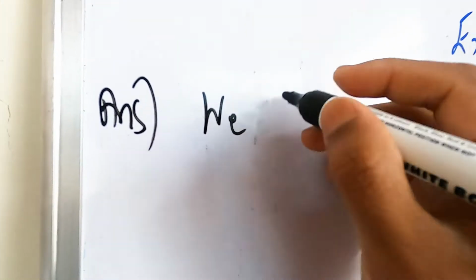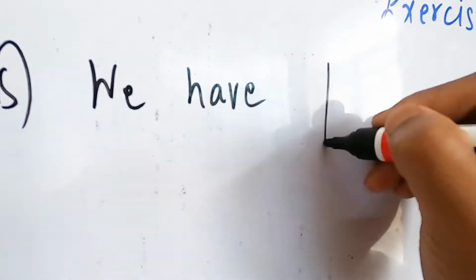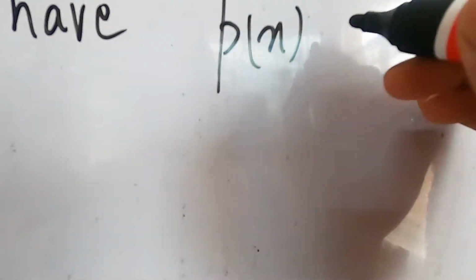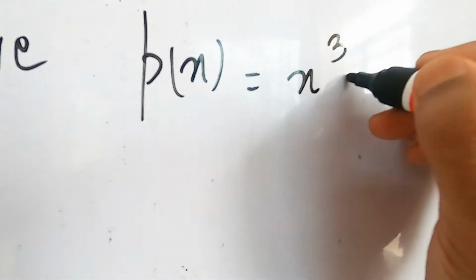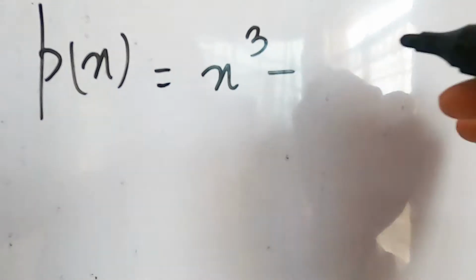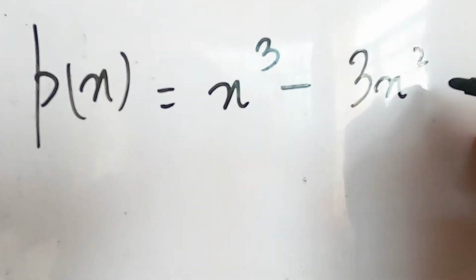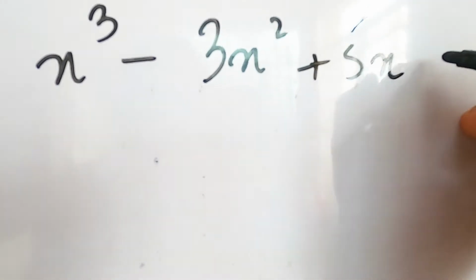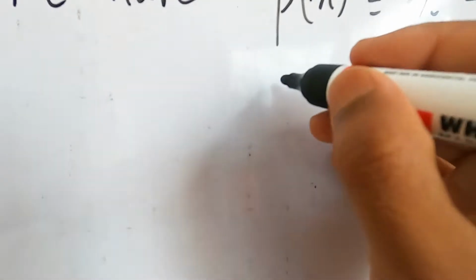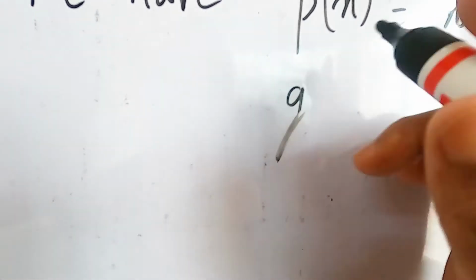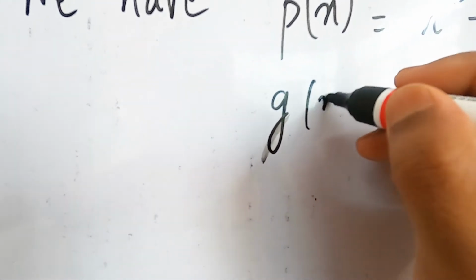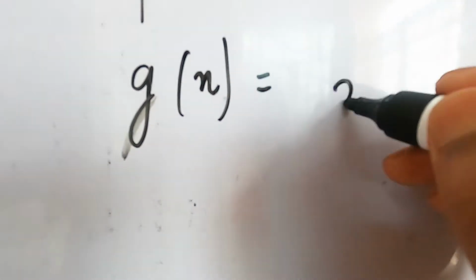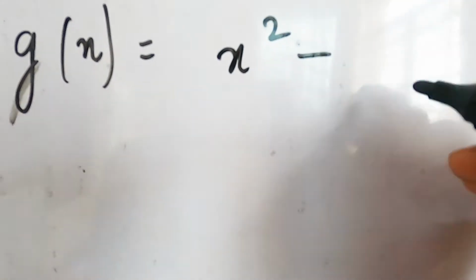So you write here, we have polynomial p(x), which will be x to the power cube minus 3x to the power square plus 5x minus 3, and polynomial g(x) is equal to x squared minus 2.